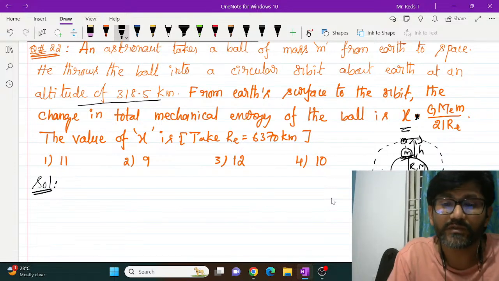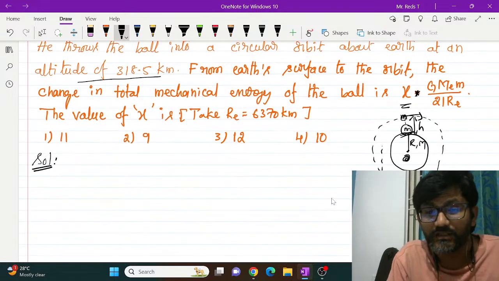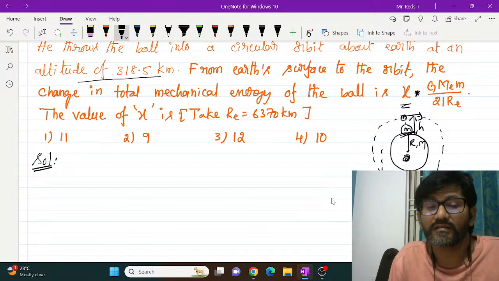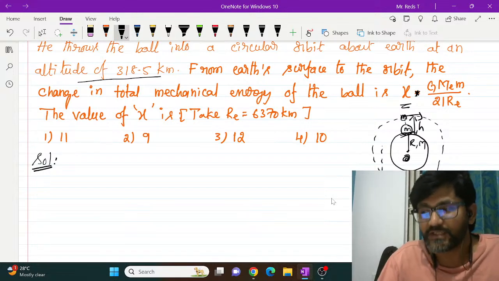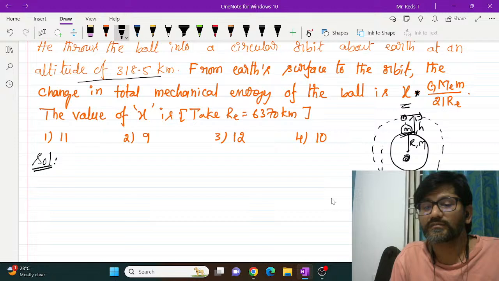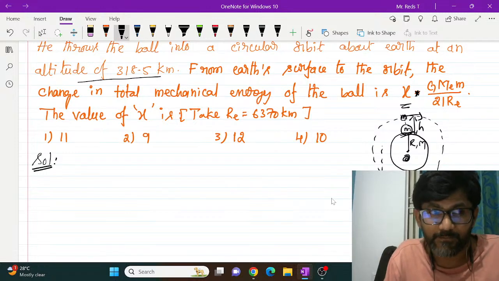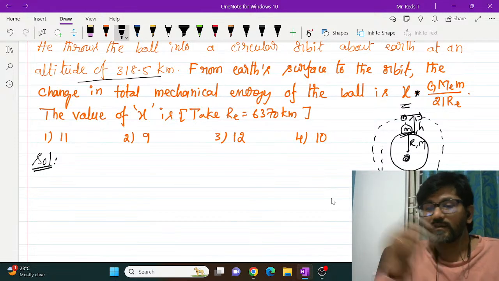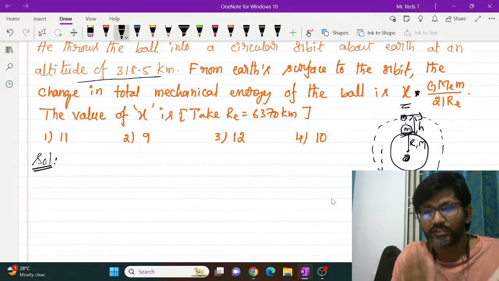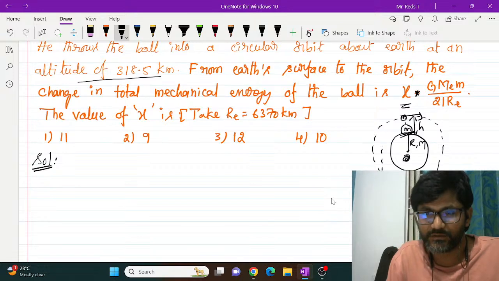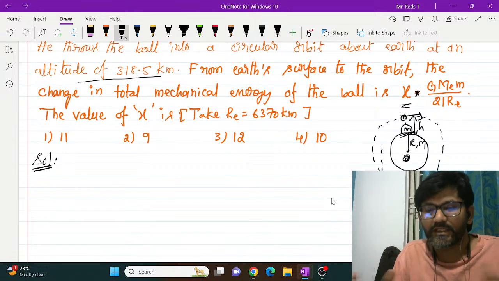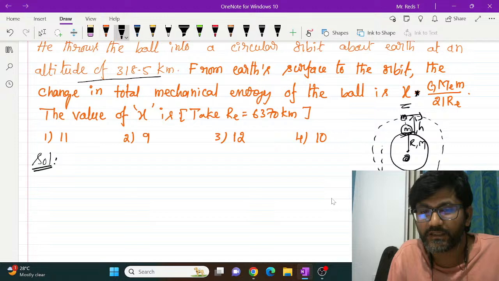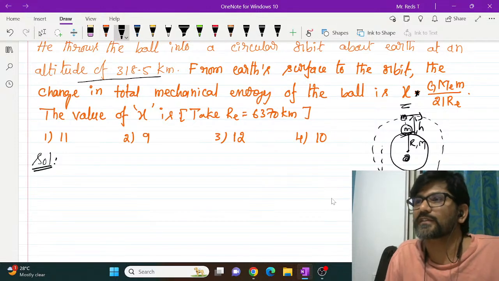So you have to remember total energy, or total mechanical energy, gravitational total mechanical energy. This is similar to what we will study in the atoms and nuclei chapter. When an electron is revolving in an orbit, it will possess some potential energy, kinetic energy and total energy. These are related, so you can simply compare and remember these things.